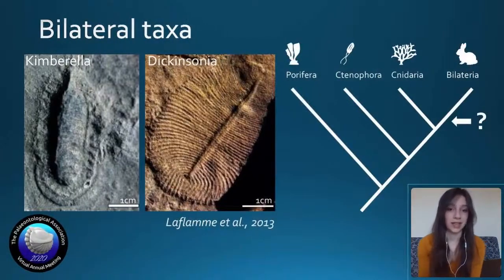So these bilateral taxa include taxa with bilateral symmetry. These include Cambrian, which I've shown an example of on the left image, Dickinsonia, which I've shown an image of in the right image, and Bilateralomorpha. These three groups include some of the most likely candidate stem bilaterian taxa.